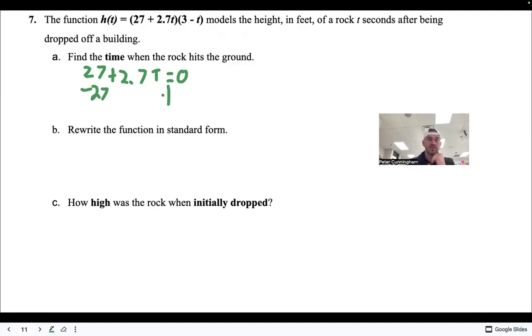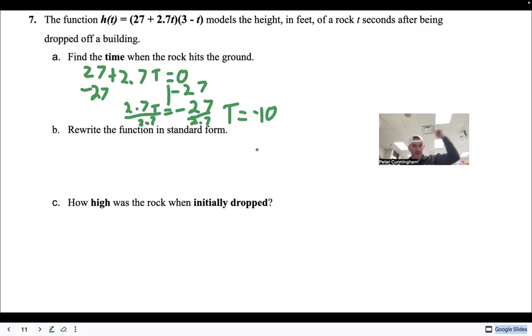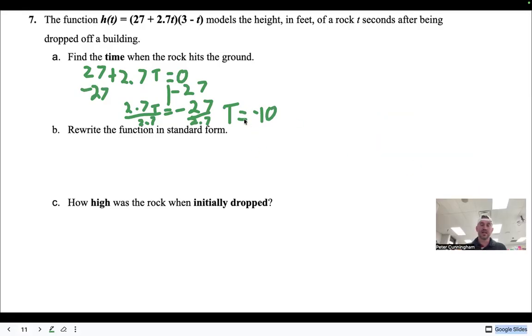Solve that. Minus 27, 2.7t equals negative 27. Divide both sides by 2.7. And you get time equals negative 10. There should be a red flag going off in your head. It's like negative 10. So we're going to go back in time 10 seconds. No, we're not going to do that. So that one doesn't really make sense.